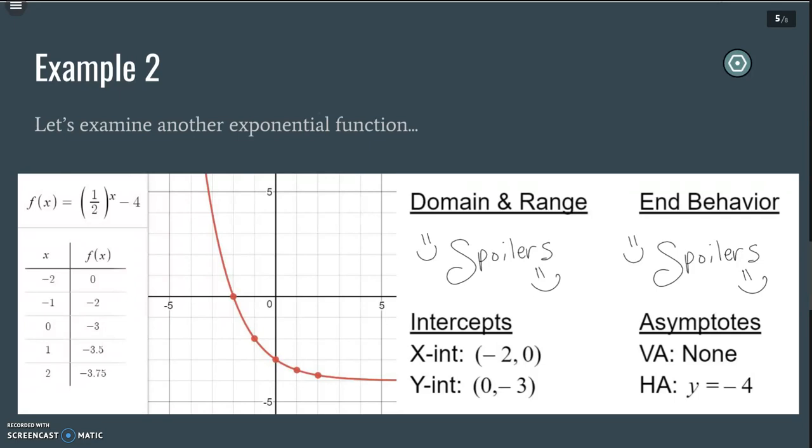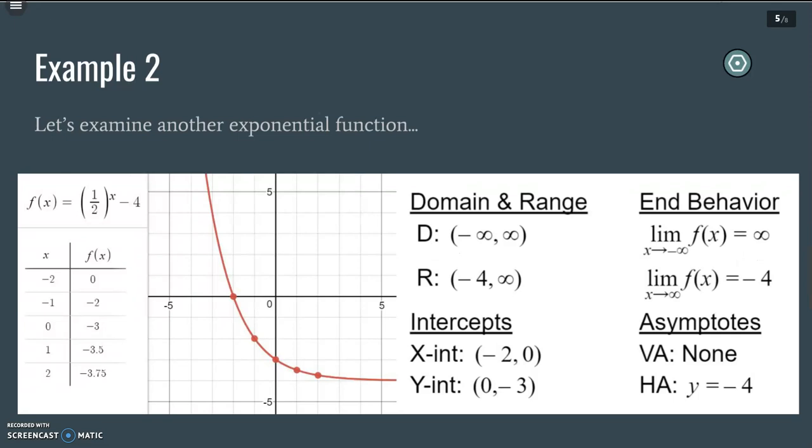There is most definitely an x-intercept here at -2 and a y-intercept here at -3. Again, we don't really see any vertical asymptote. There's no real spot on our graph that shows that. But there is definitely a horizontal asymptote at -4.